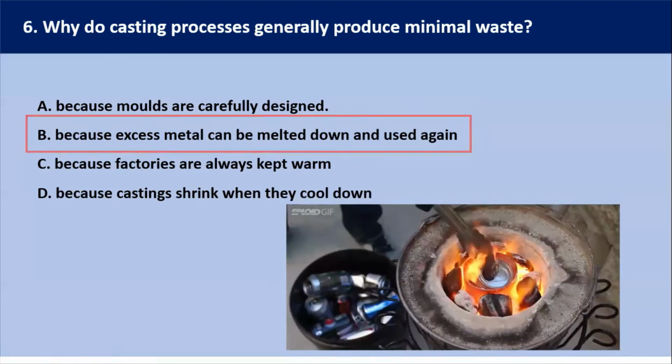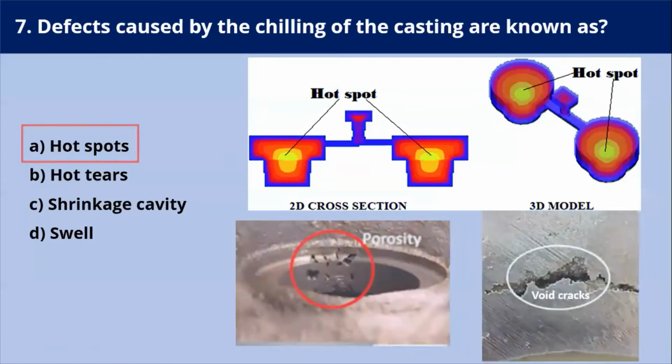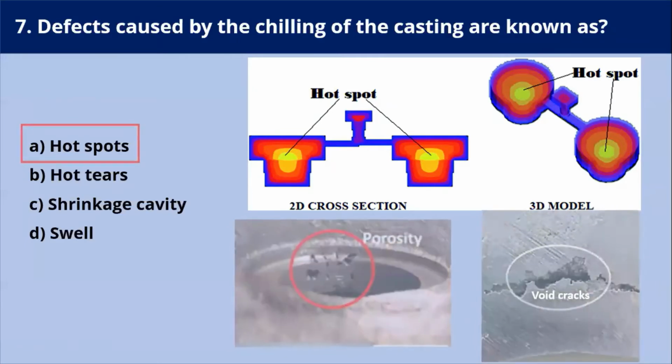So next question is, defects caused by chilling of the casting are known as. So here actually the answer is the hotspot. Hotspots are the thick sections that cool slower than the other sections, causing abnormal shrinkage, due to which voids, cracks and porosity are created at this hotspot. And that's why our answer is A, hot spot.